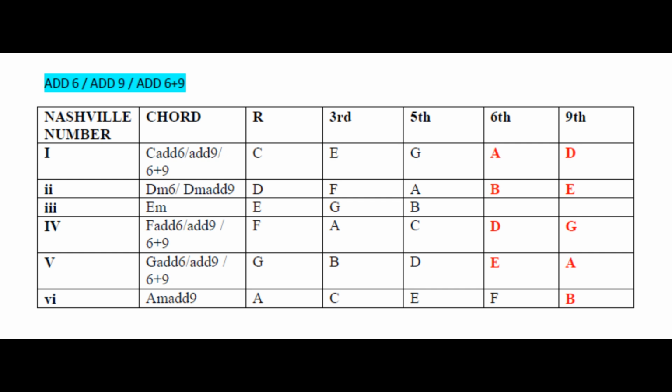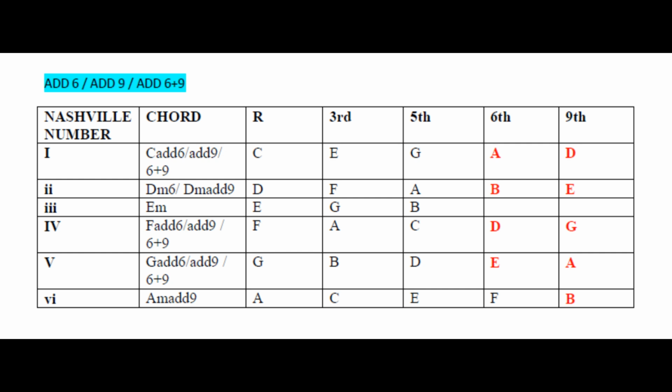So for example, to create a C add 6 chord, we take the C major triad C, E, G, and on top of that, instead of adding the 7th, we add the 6th interval, which gives us a C add 6. And we can also add both the A as well as the D note, which is the 9th. So we get the C 6/9 chord, that is written as C 6/9. And this is a commonly used chord in jazz music.